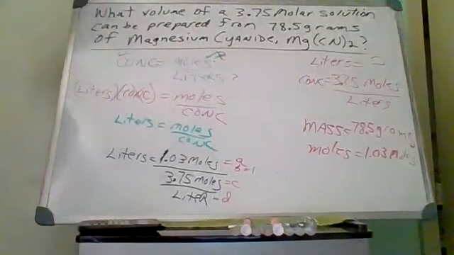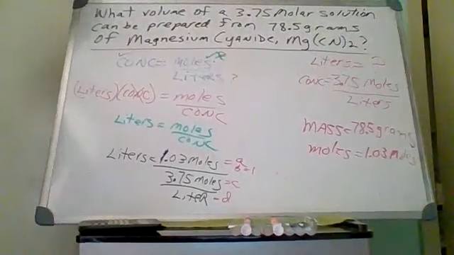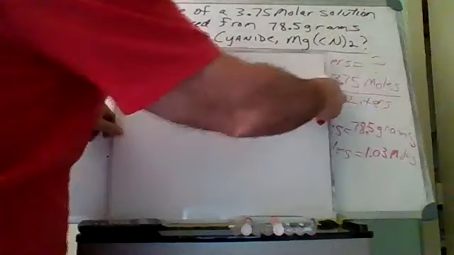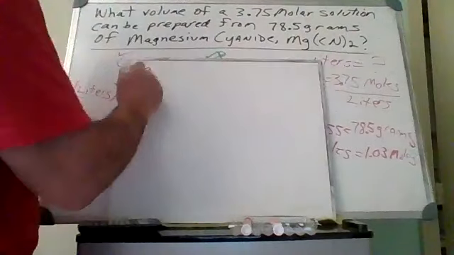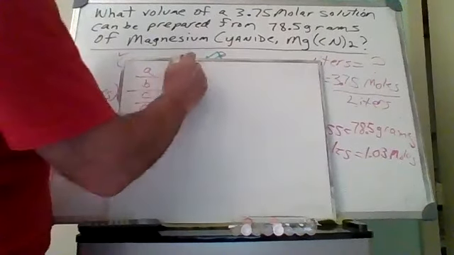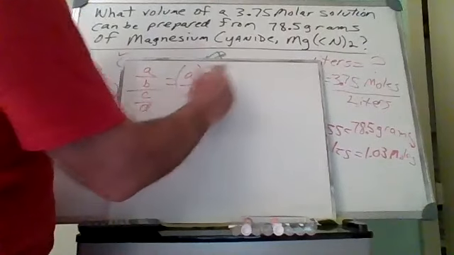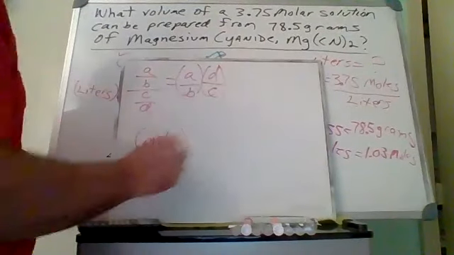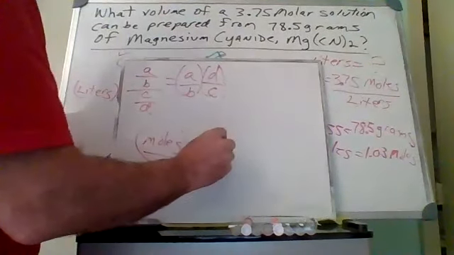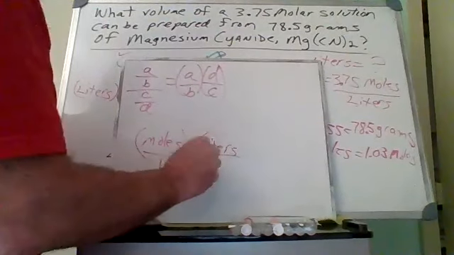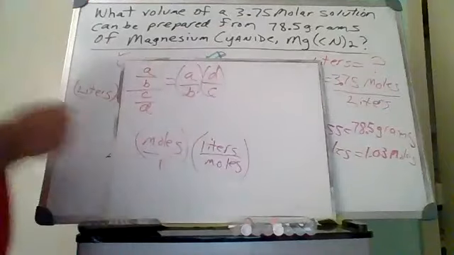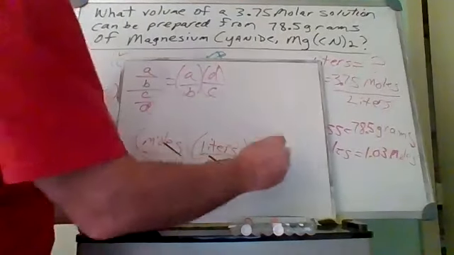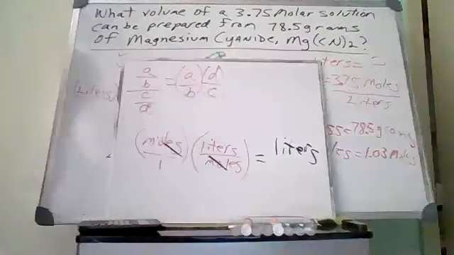I have the feeling some of you are probably still copying, so I'll erase this here. Okay. So again, that was A over B was, here, let's put this up here. A over B over C over D equals A over B times D over C. So A over B was moles divided by 1. And D over C was liters divided by moles. All right? I can see here that the moles are going to cancel. The only thing left is liters.